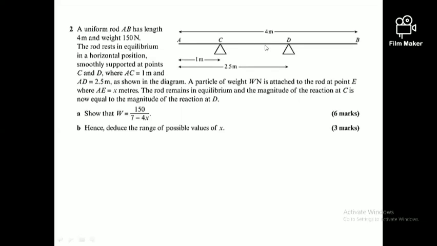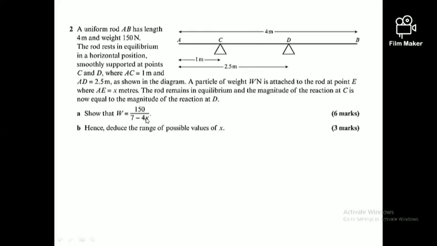Length is x and the weight of W works downwards. The rod remains in equilibrium. The magnitude of the reaction at C is now equal to the magnitude of the reaction at D. Therefore, when you mark the reactions, you can mark them as R and R. Show that W is equal to 150 divided by 7 minus 4x.